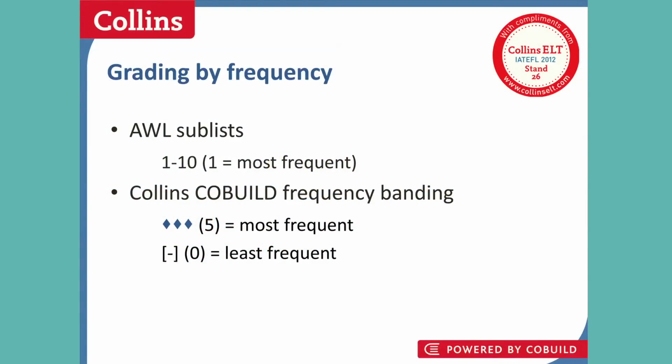So to divide up our vocabulary, we used frequency as our main starting point. And we had two sources. Some of you may know that the academic word list is broken down into sublists. And these are numbered 1 to 10.